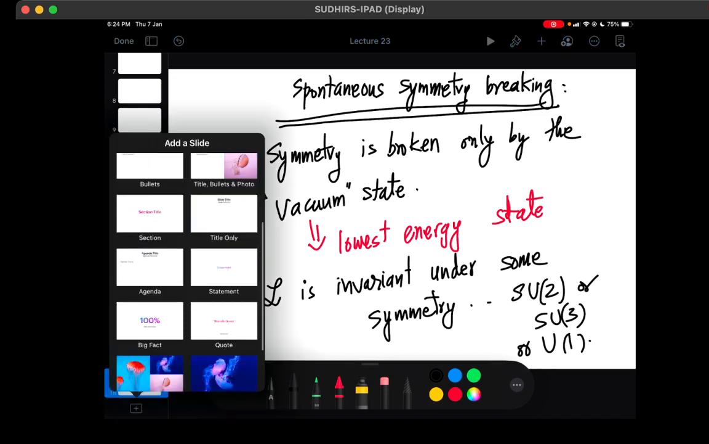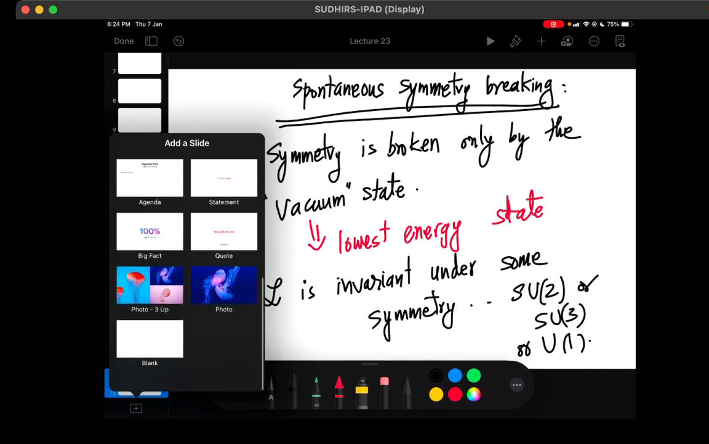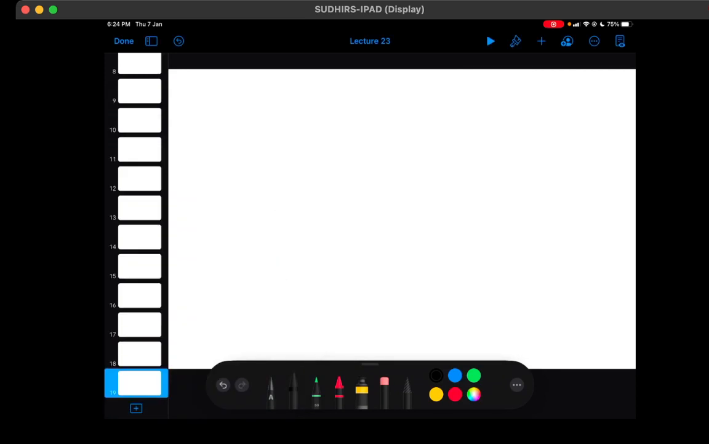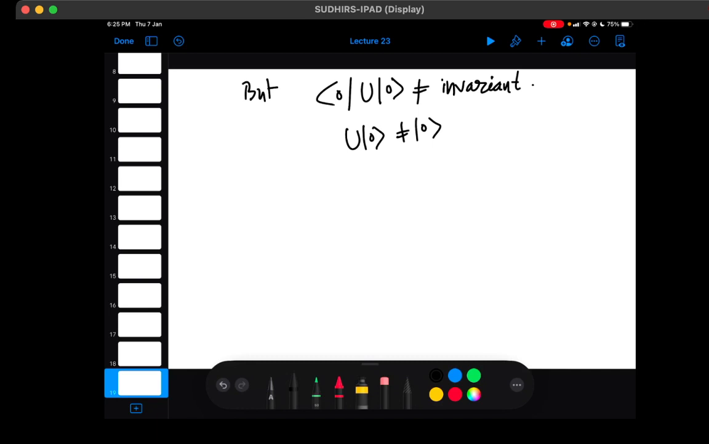So the Lagrangian is invariant under some symmetry like SU3 or SU2. In principle, spontaneous symmetry breaking can also work in the discrete case. We will mention that, but in the present case, we are more interested in continuous symmetries. But in the vacuum state, which is represented by zero, this is not invariant. So if you apply the symmetry transformation, it doesn't go to vacuum.